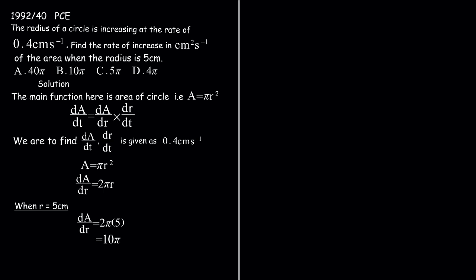Now substituting for dA/dr and dr/dt in our dA/dt formula, it becomes dA/dt is equal to 10 pi, which is dA/dr, times 0.4, which is dr/dt. Now multiplying them together, dA/dt will be equal to 4 pi, and the correct option is D.